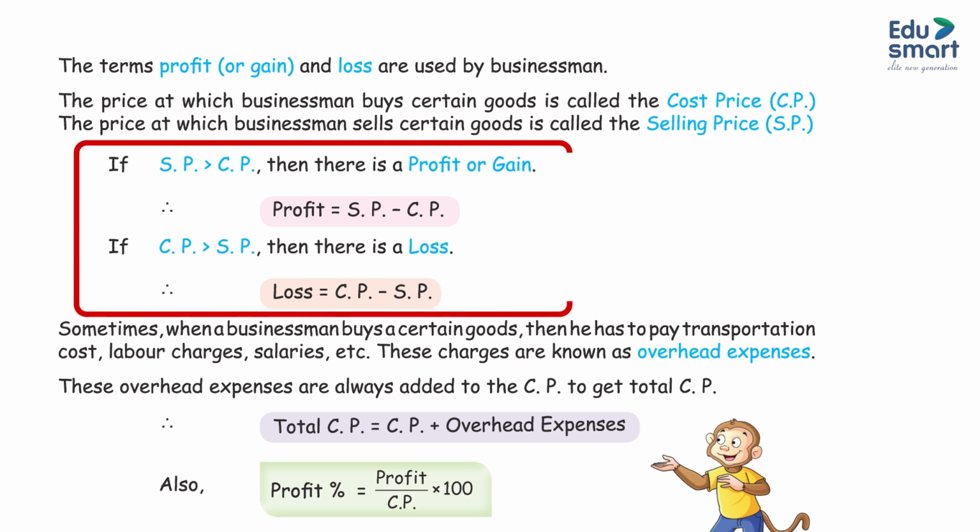If SP is greater than CP, then there is a profit or gain. Profit is equal to SP minus CP. If CP is greater than SP, then there is a loss. Loss is equal to CP minus SP.